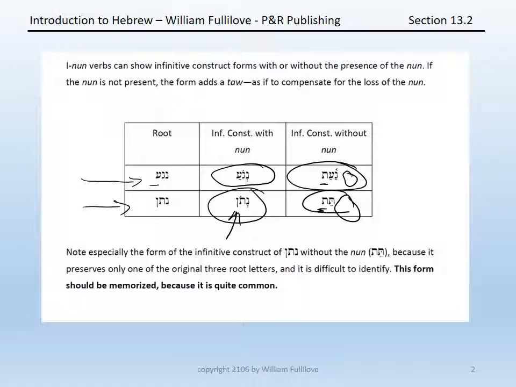So the form tet is the Qal infinitive construct of natan, but you only see the tav in the middle from the root itself. Because of the difficulty of recognizing this form, tet, as coming from natan, it should simply be memorized, as it's a quite common form in the language.